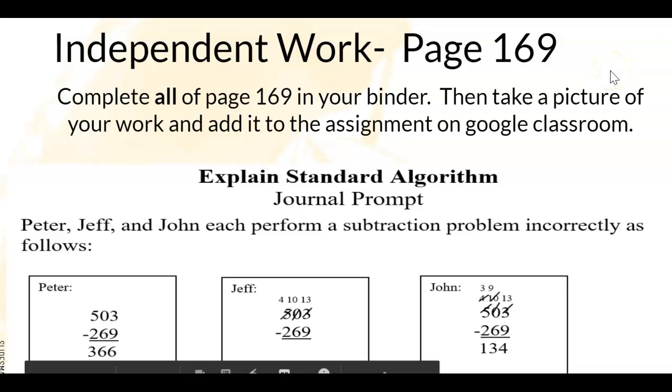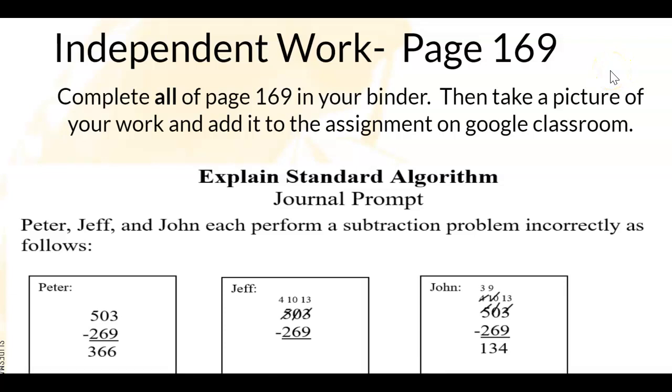Okay, so your independent work is going to be on page 169 in your binder. For instructions, I've got complete all, and I've got all in bold because I want you to do everything on page 169. Complete all of page 169 in your binder, then take a picture of your work, and I want you to add it to this assignment on Google Classroom before you turn it in.